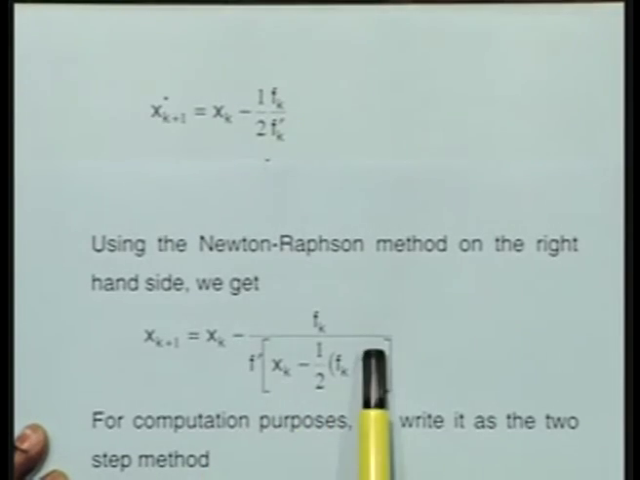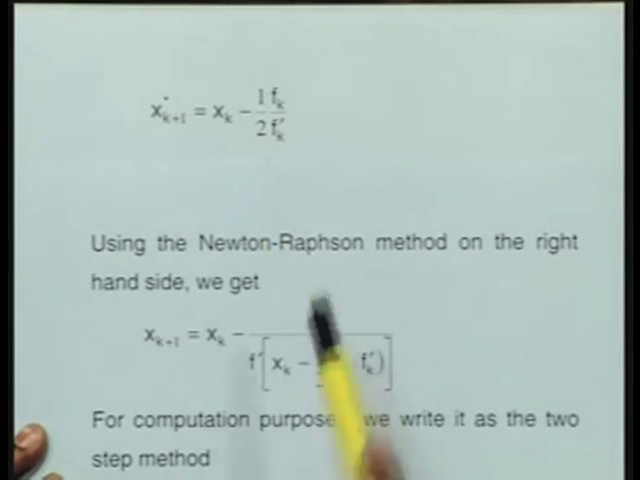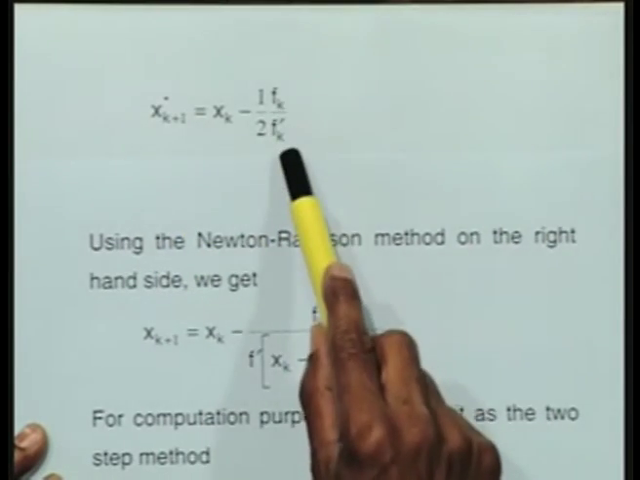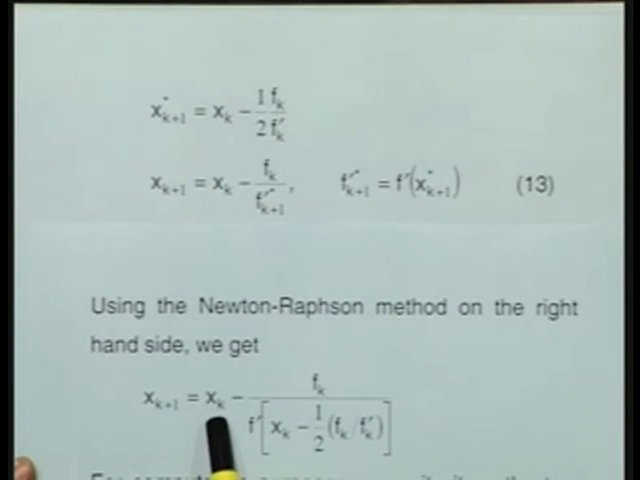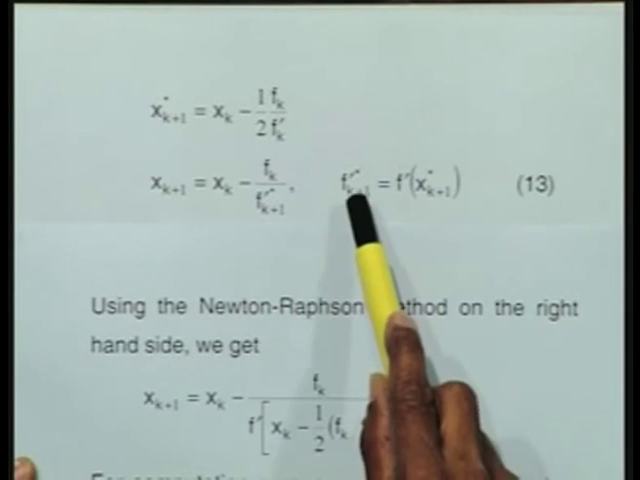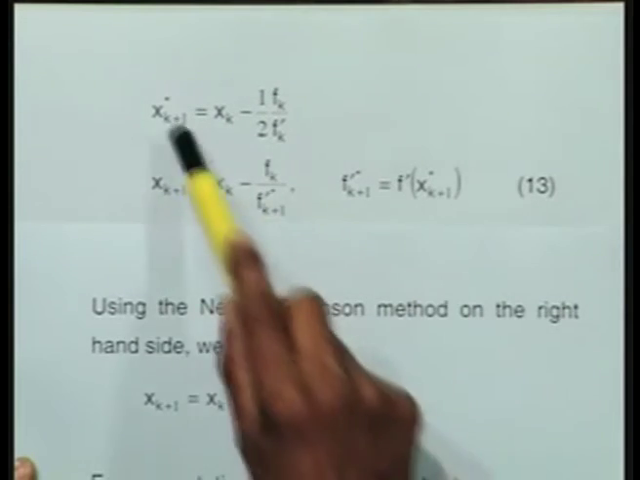So, as you can see, I am now denoting this quantity that we have here as xk plus 1 star, some intermediate value, xk minus half fk by f dash k, and then this method will be written as xk plus 1 is xk minus fk times the evaluation of f prime at this. So that this f prime is being evaluated as f prime at x star k plus 1, this one.